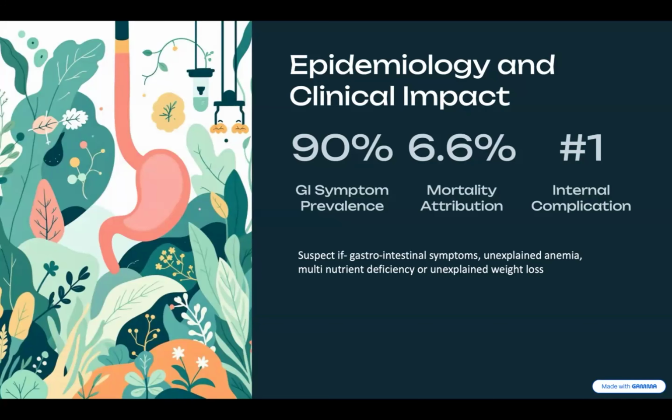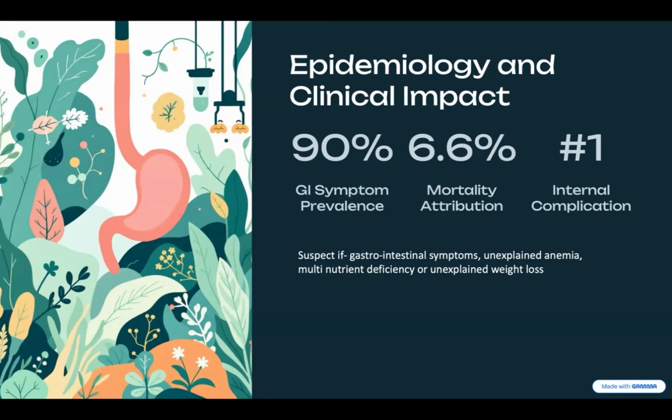And it is the most common internal complication. It's more than interstitial lung disease and pulmonary artery hypertension. So it is actually a significant thing. And it's not that we only have to think about gastrointestinal manifestation when the patient complains of symptoms, like GERD or abdominal distension or diarrhea or constipation.